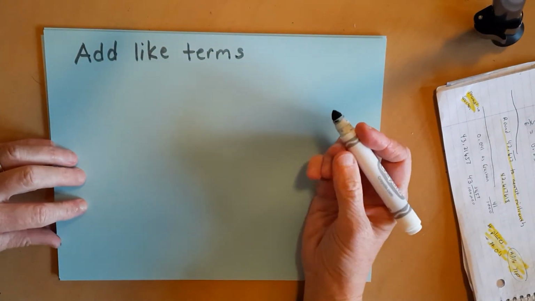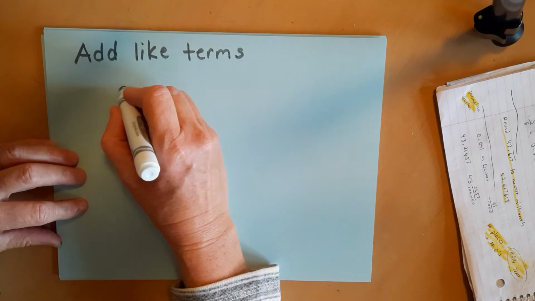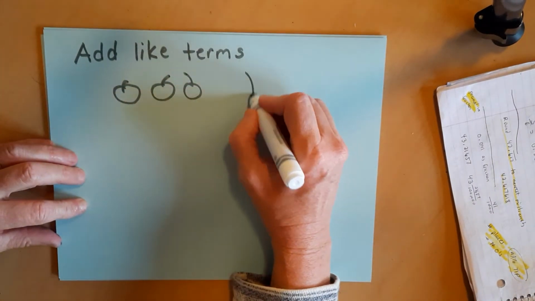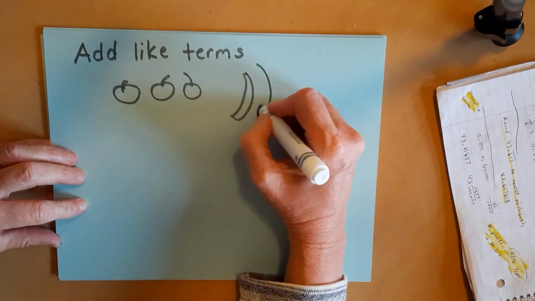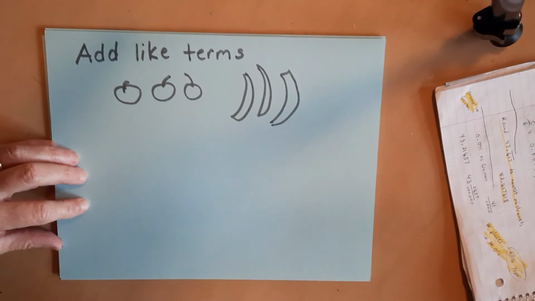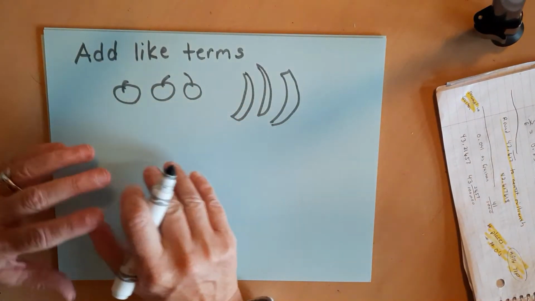So I was talking in class today. If you had apples and bananas, and yes, this is why I'm a math teacher and not an art teacher. If you had apples and bananas, you can't add them together.